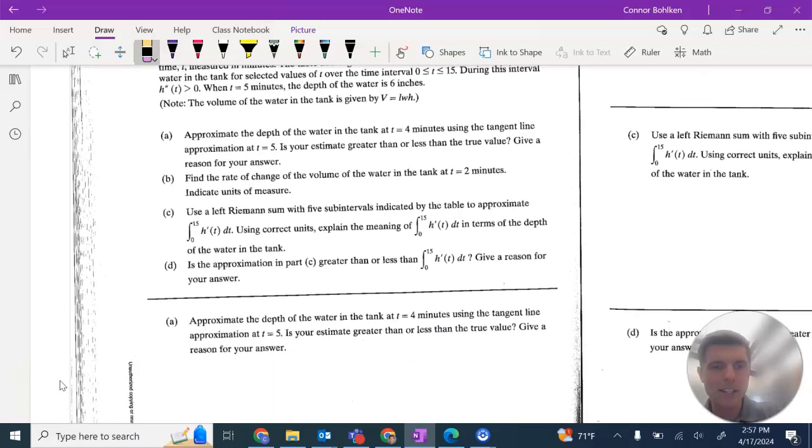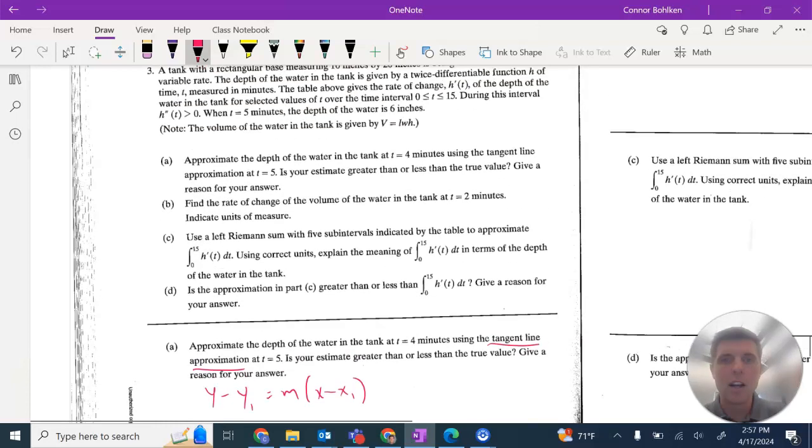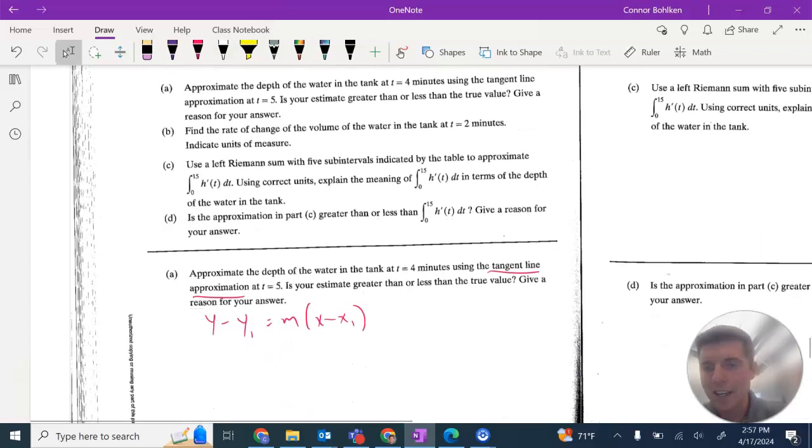Step 1, approximate it using a tangent line approximation at t equals 5. Anytime you see tangent line approximation, we're thinking y minus y1 equals m times x minus x1. There's our tangent line. We need to come up with the equation and then plug in 5. So really, instead of x and x1, maybe we should use t and t1. It doesn't change things.